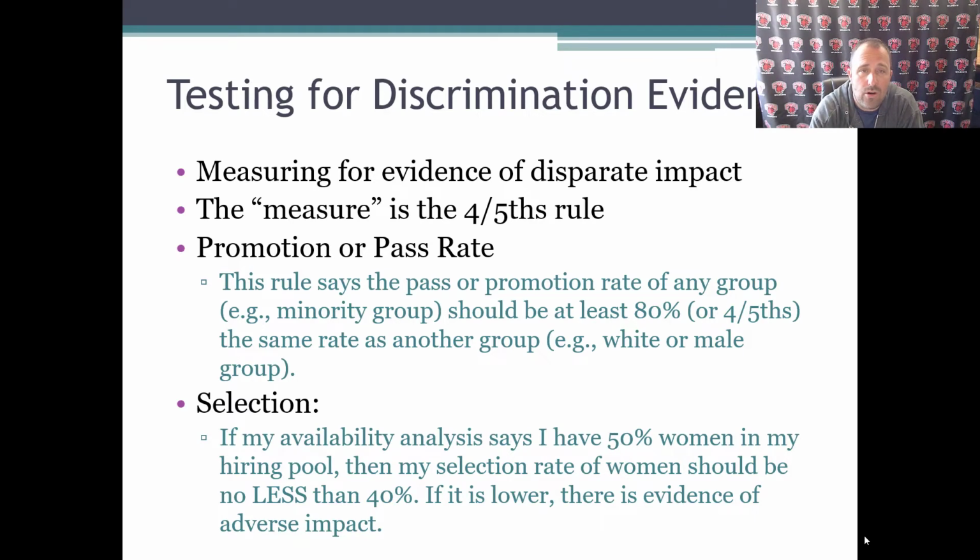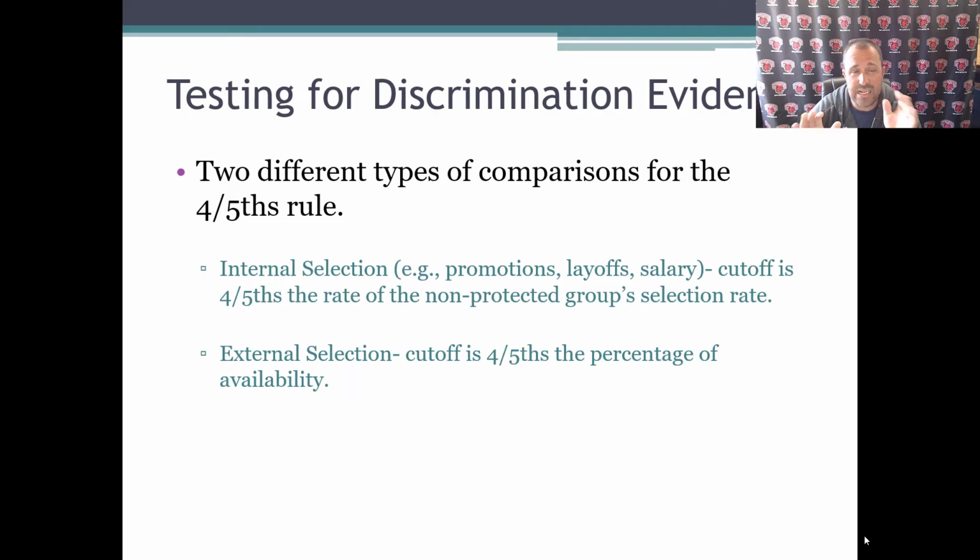Okay, there are two different types we need to distinguish here. Two different types of this analysis. One of them, and they don't have formal names, so I just call it internal selection versus external selection. You've probably heard of the idea of an availability analysis, and that just means what we have in our company looks like what we have out there.